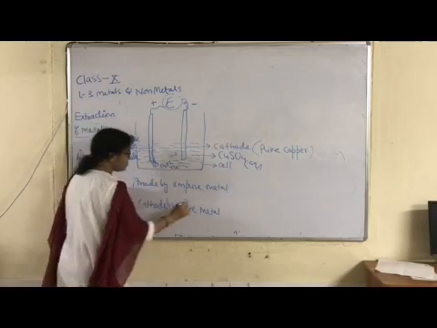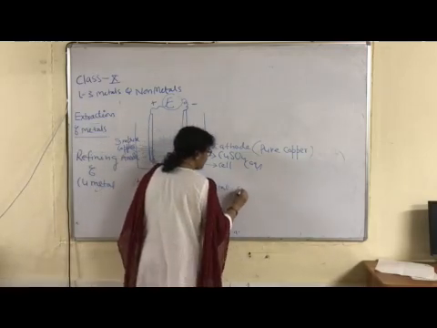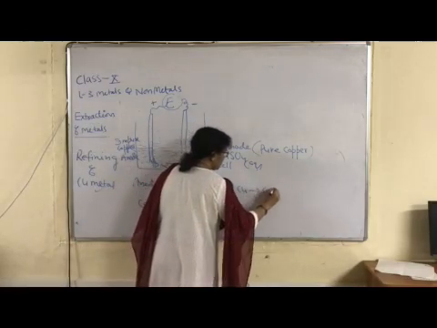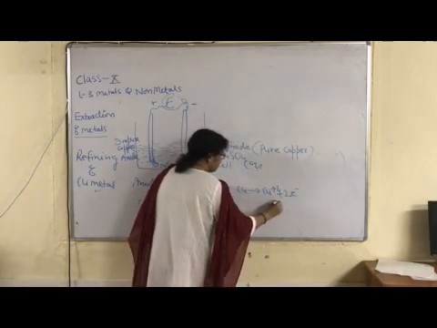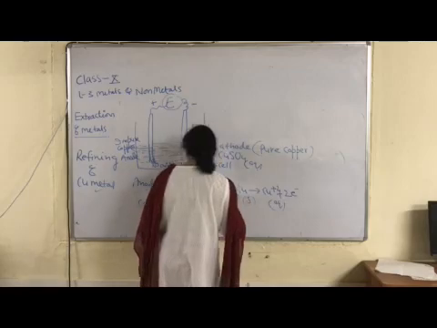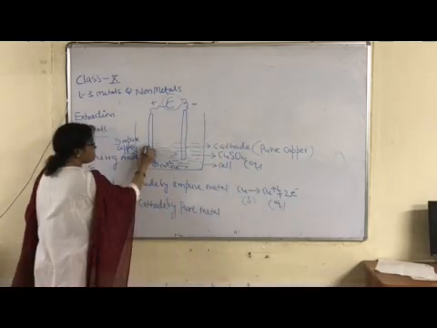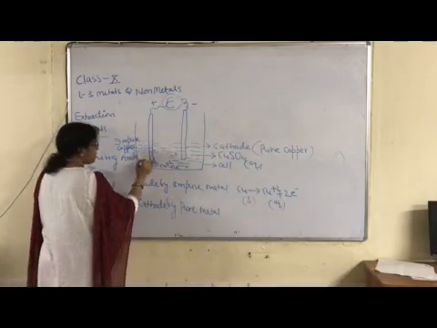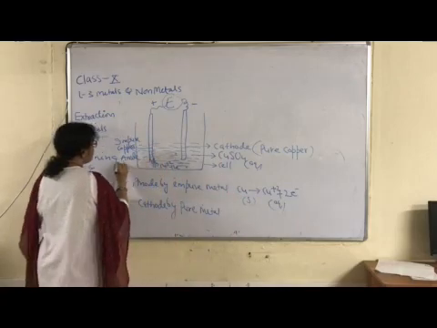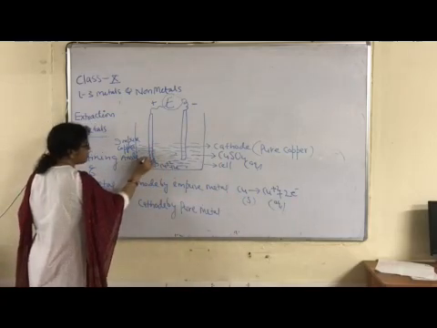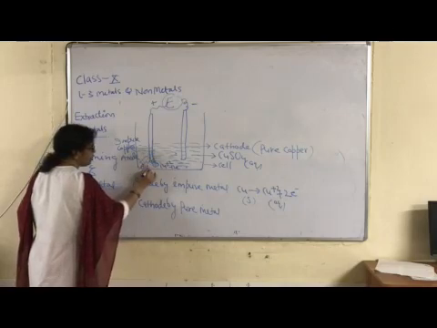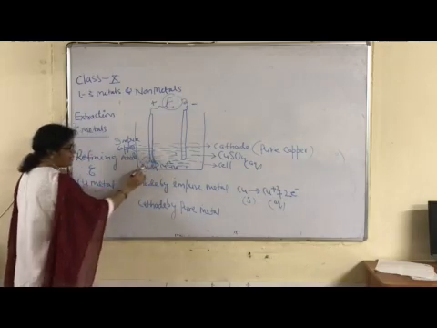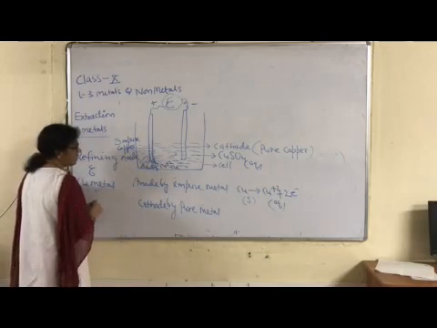And what happens at anode? Anode dissolves. Anode dissolves, right? Size of anode decreases. Okay, this anode is made by impure metal. Which impurities are present with copper? Valuable impurities like gold and silver. Au means gold and Ag means silver.